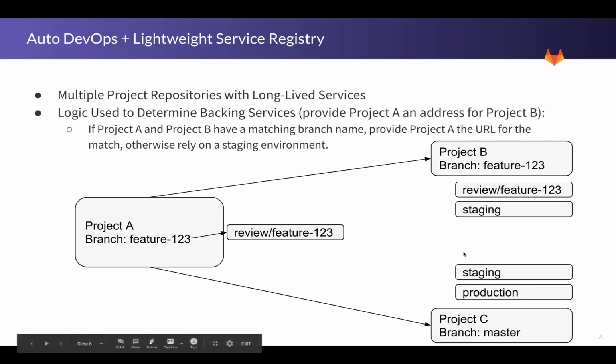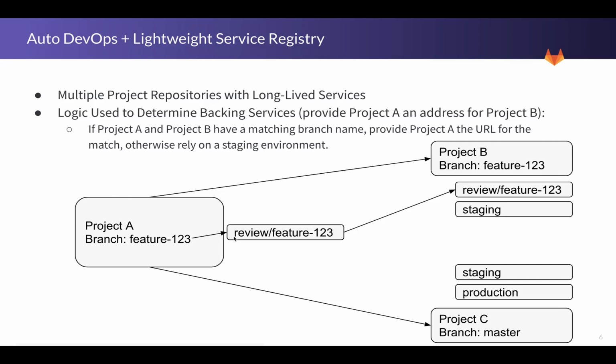And project C does not, it's only on the master branch. It has no feature branch. So there's a staging environment and a production environment. Now, ideally, we could automatically wire up this review app to point to the review environment associated with feature 1, 2, 3 for project B.